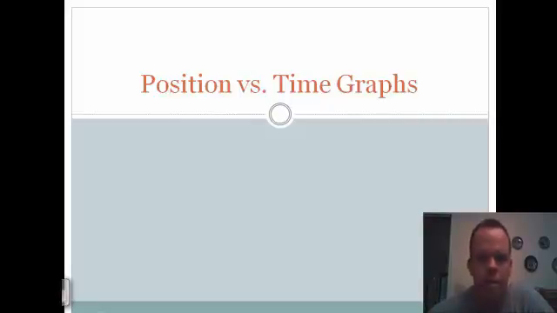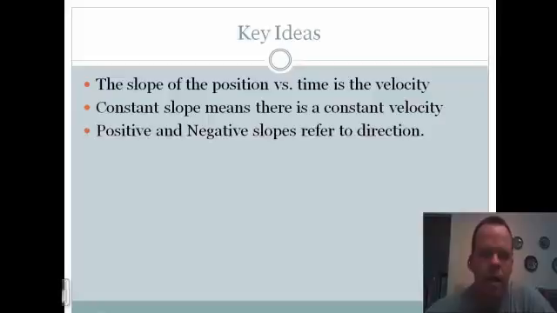When we think about position versus time graphs, there's really going to be 7 cases that we need to know. Key points that stick out to us: 1, the slope of any position versus time graph is the velocity. If it's got a positive slope, it's moving in the positive direction. If it's got a negative slope, it's moving in a negative direction. The larger the slope, the faster the object's moving, the higher the velocity. The smaller the slope, the lower the velocity.